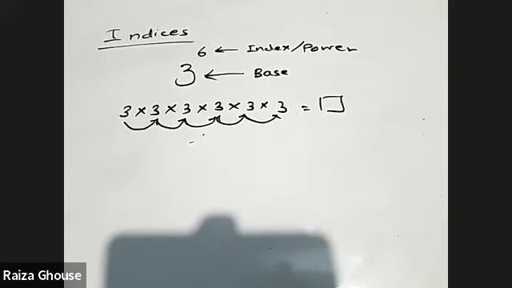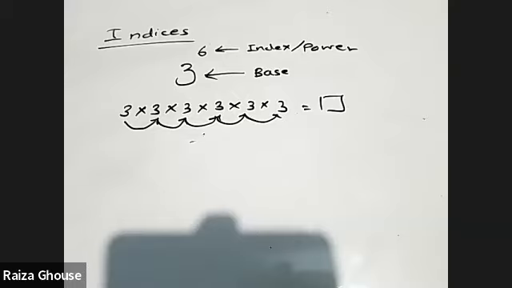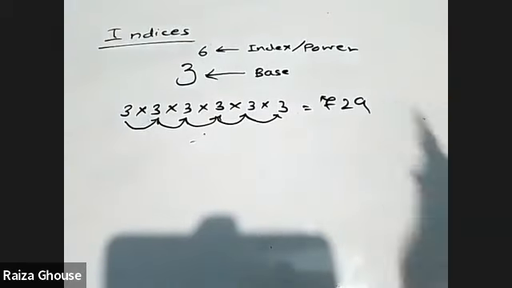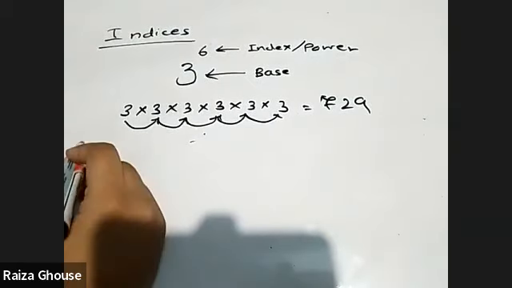Okay, now what is the value you got for this one? 3 into 3 into 3, that one. 729. Okay, others? Is that correct? 729. Yes, it's correct. Very good.